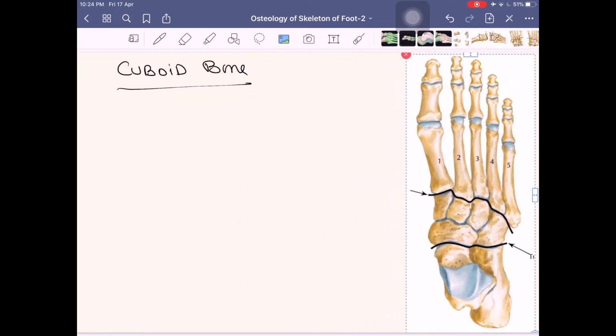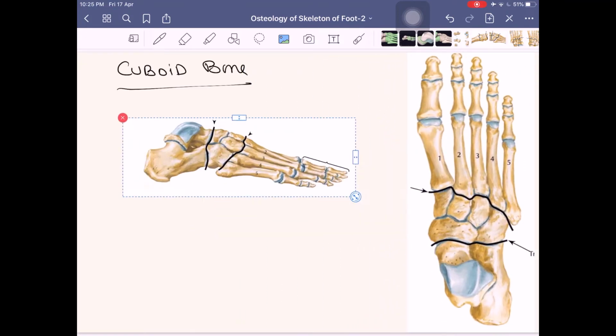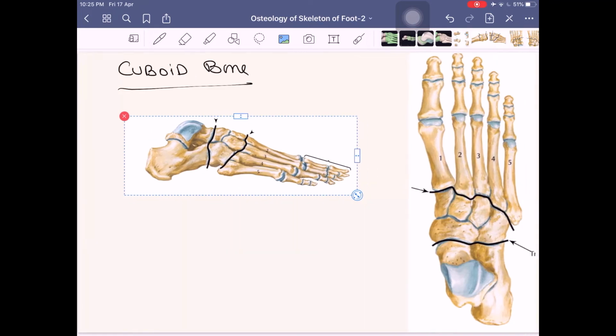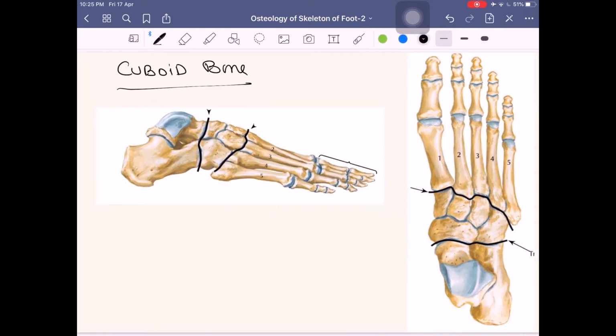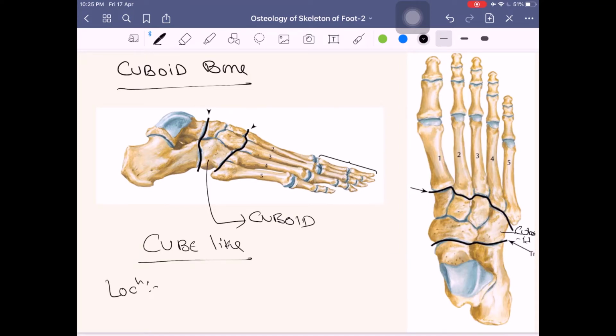Next, cuboid. So the cuboid bone, next in line, is a distal row bone. So in this picture cuboid, and in this view cuboid. In this view this is our cuboid, and in this view this is our cuboid. Superior view cuboid and lateral view cuboid. The name itself implies that it is cube-like or cuboid in shape. That is why it is called the cuboid.